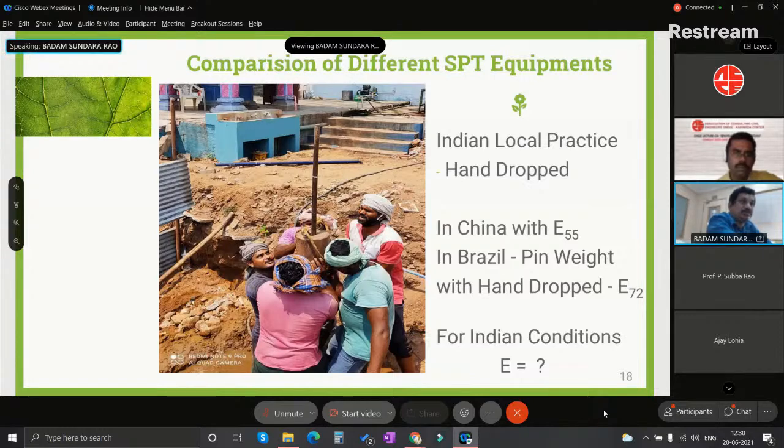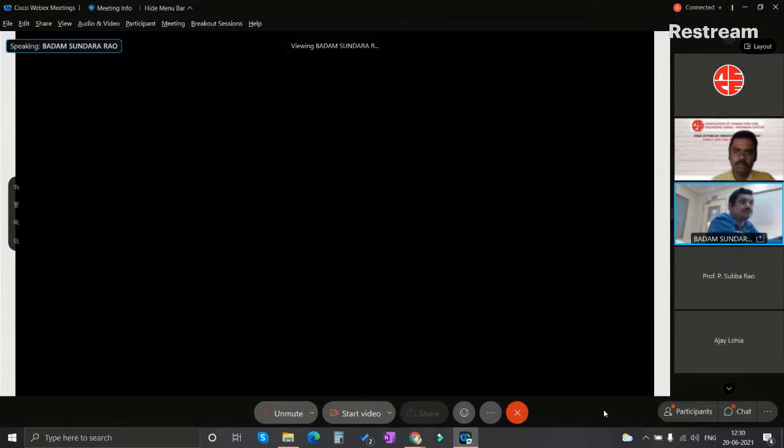In this, the basic advantage is we have control over the drop rate and also the fall rate, but there is no control over the safety of the testing. In China also it is considered, and in Brazil we have similar equipment. For Indian conditions, this drop rate corresponds to an energy ratio of 55%, whereas in some countries like Brazil, they report 72%. In China, they report 55% energy ratio.